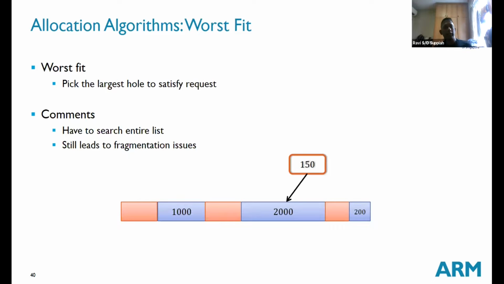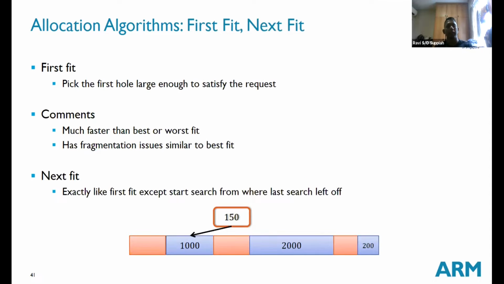Okay, now the next is the worst fit, where I take the largest possible hole to satisfy the request. So again, I have to search through the entire list, and I still have fragmentation. And after that, I still have fragmentation. I do not solve it.